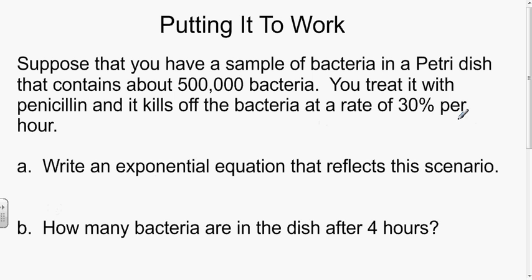As I do this, let me go back and reread some key things in the problem. I see that 500,000 is something that I'm going to need. This 30% is going to be involved as well. And just let me reflect now where it says exponential equation. Well, that's something that's going to be of the form f(x) = y, which is equal to ab^x.